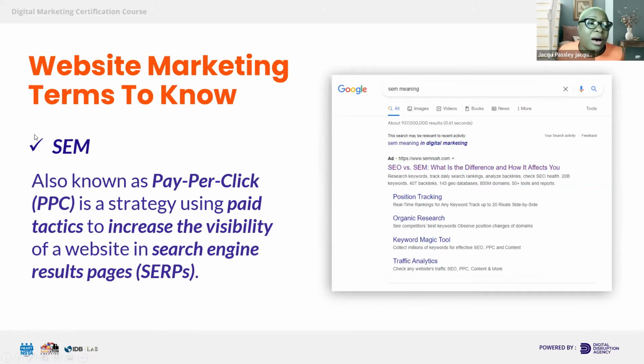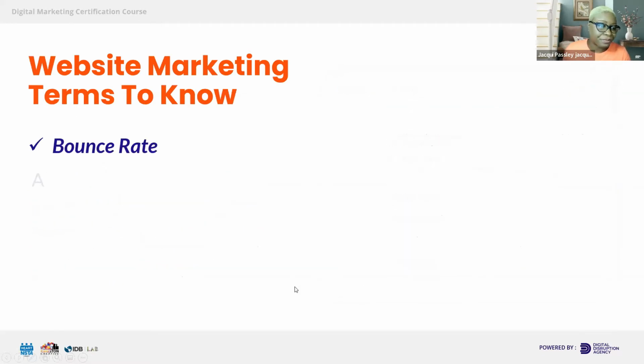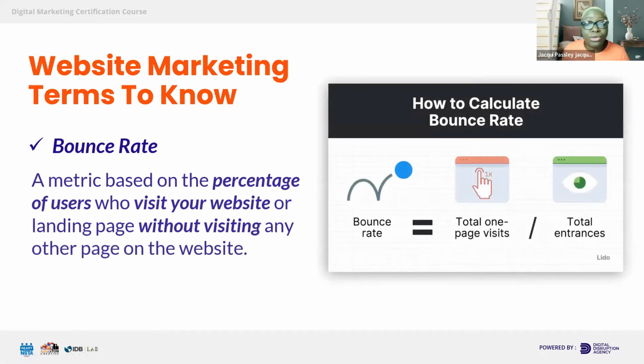And that's what we call SEM, search engine marketing, or pay per click, right? And you're using paid tactics to increase the visibility of a website in the search engine results page. So this is where you click. I was typing in SEM meaning as an example here, and then this ad, and it will say ad, so you'll know it's an ad, came up for this site, right? So this is an example of search engine marketing. And then we have bounce rate.